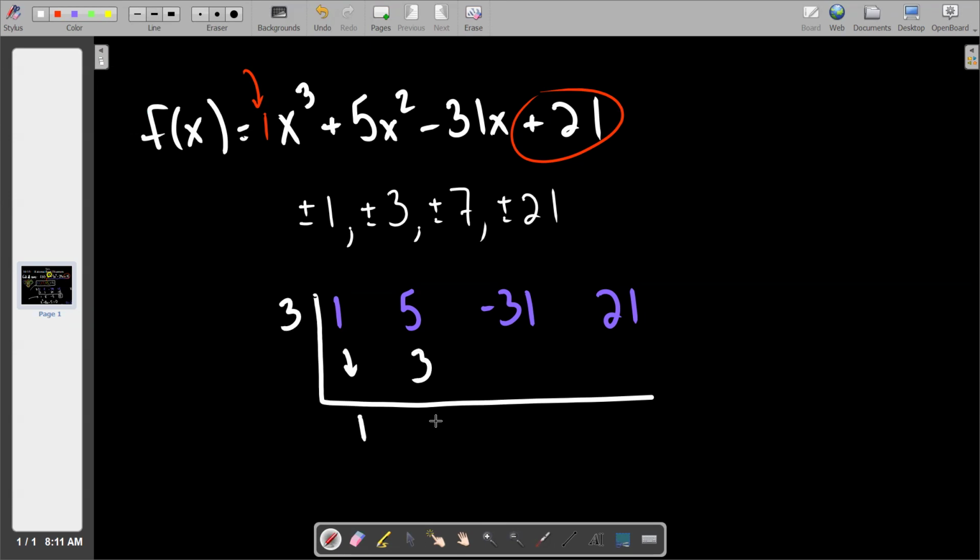Drop the 1, 3, 8, 24. This one's looking pretty good. All right, so -31 plus 24 is -7. 3 times -7 is -21. We got a hit.